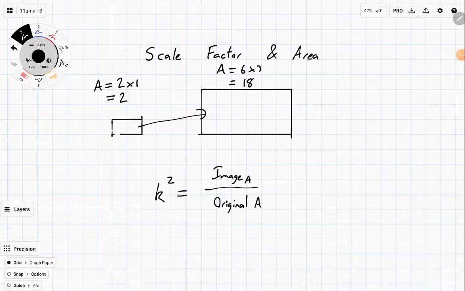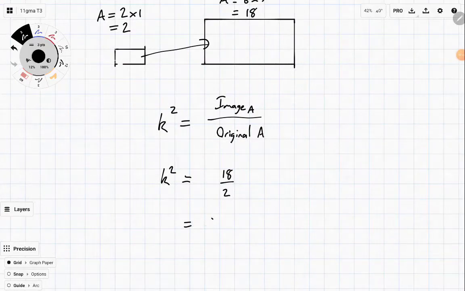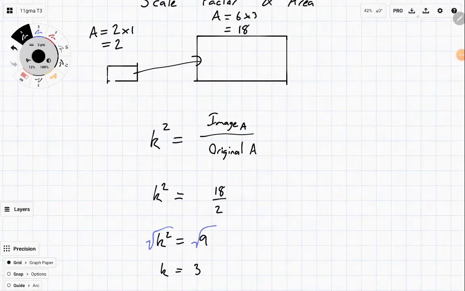So we can use this formula now to work backwards and find our original k value. So k squared is equal to the image's area over the original area, which is 18 over 2, which gives us 9. But of course, I don't want k squared, I want k, so we take the square root of both sides. Square root of 9 is 3. And there we go. There's our k factor, based on just the areas. Now we can actually do this in reverse as well.